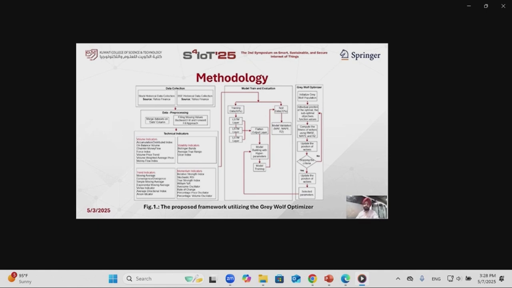Once model training is complete, we apply our test data to test the predicted price, and those predicted prices we compare with our MAE, MAPE, and R2.